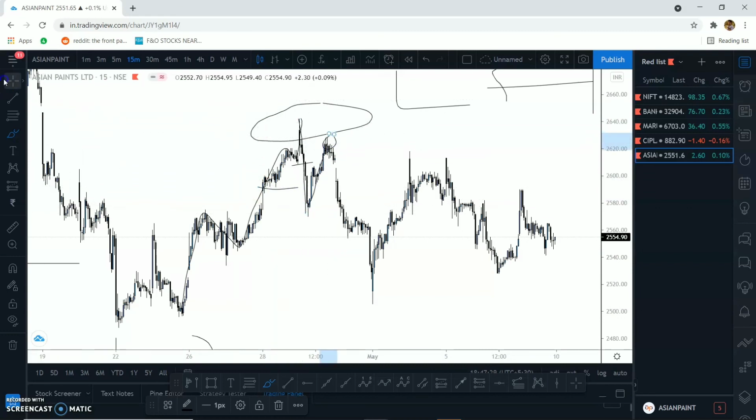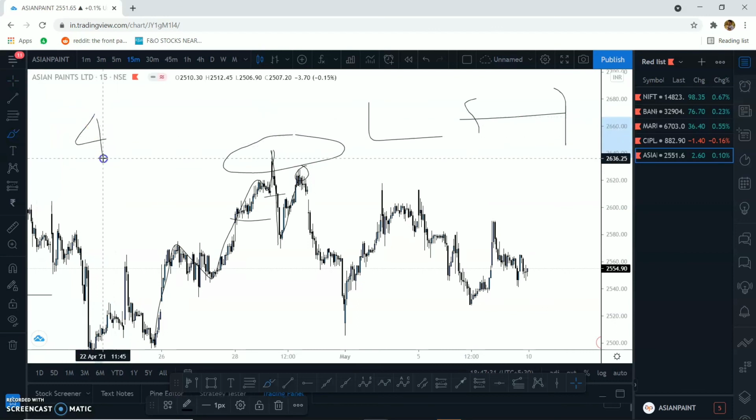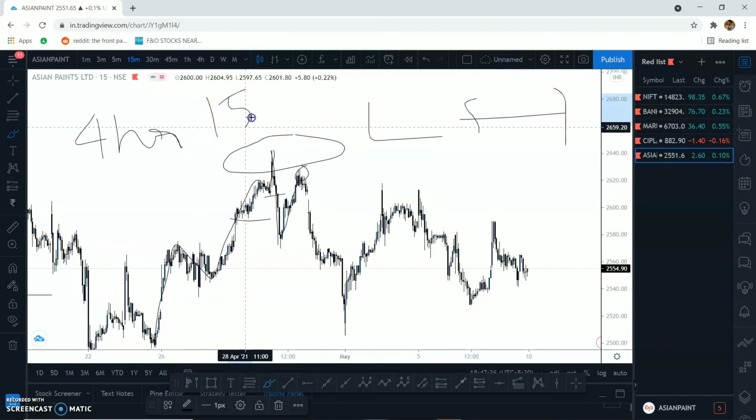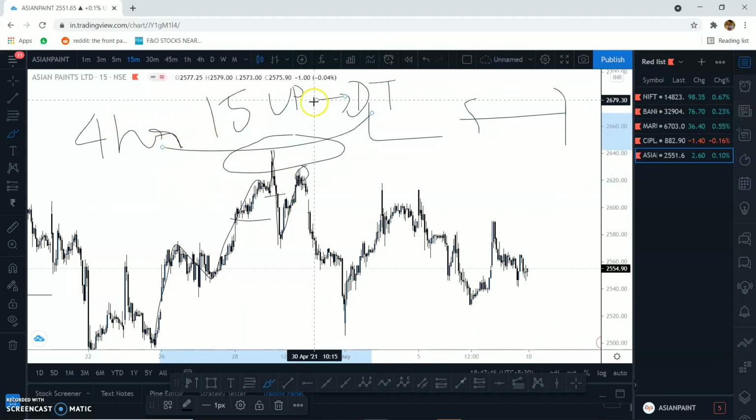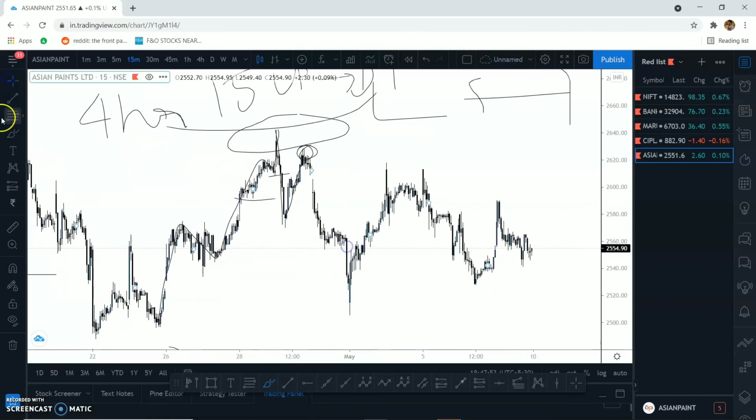Now look at the confluence. The 4-hour is already in a downtrend, the 15-minute was in an uptrend but turned into a downtrend. So now both the 4-hour and 15-minute are in a downtrend, and you can look for shorts from this level. Obviously it got missed because, even if you entered, the price moved down on the next day.